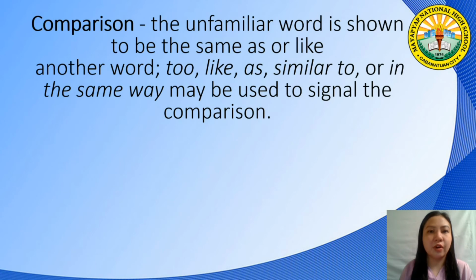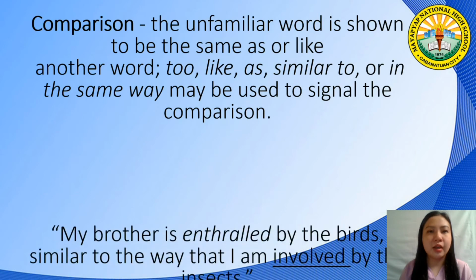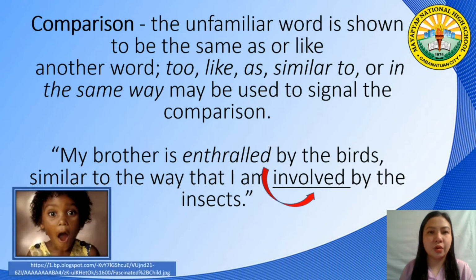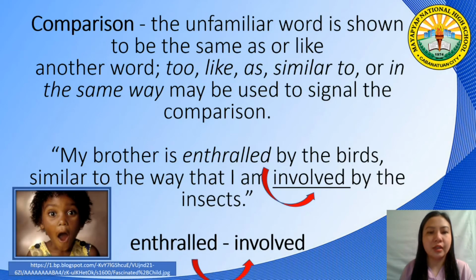The third type of context clue is comparison. The unfamiliar word is shown to be the same as or like another word. Like, as, similar to, or in the same way may be used to signal the comparison. In this sentence, my brother is enthralled by the birds similar to the way that I am involved by the insects. The italicized word is defined by the underlined one by using the signal words similar to. So, the other term for enthralled is involved.